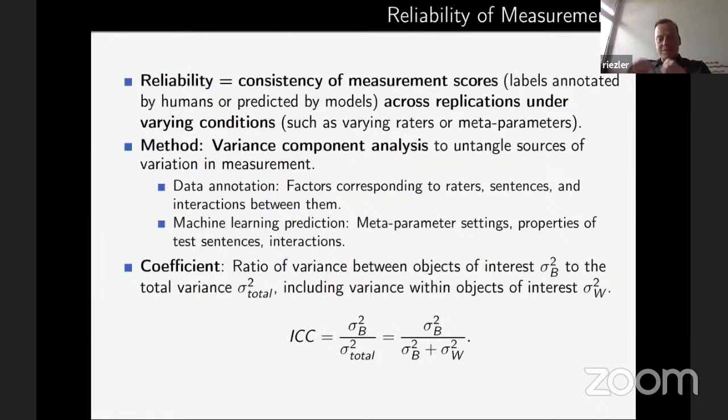So the basic idea is you want to have a coefficient that tells you, is my measurement under replications, under the different sources of variation reliable? And reliability then means I can distinguish the object of interest and good enough with a ratio that is, as we will see, a good measure, a good number for this ratio is 80%.